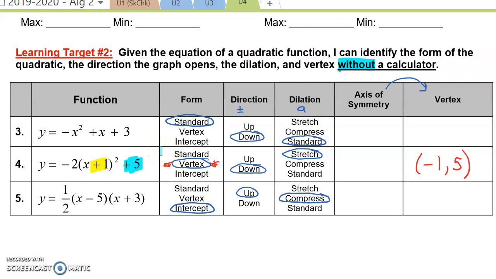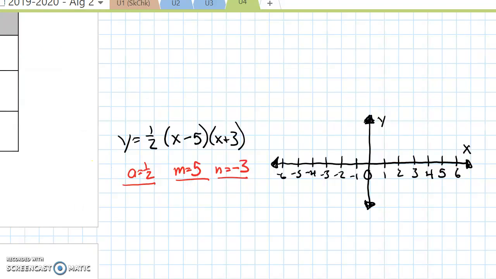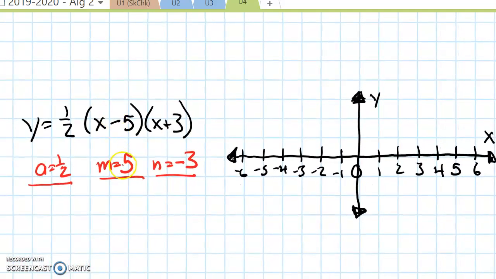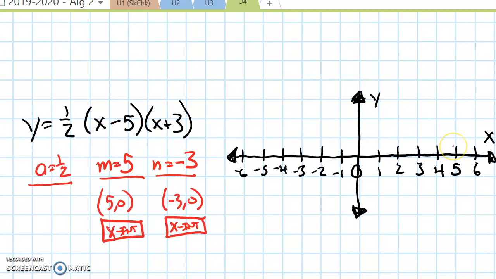Now with the other two, we have to do a little bit more work in order to find the vertex. We'll start with 5, intercept form. Here we're going to do a quick sketch of the graph. Looking at the equation, we know that m is equal to 5 and n is equal to negative 3. We take the opposite values. These we can interpret as our x-intercepts of the graph, so 5 and negative 3.